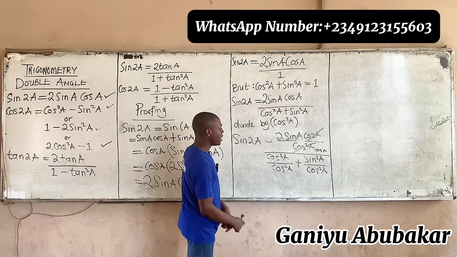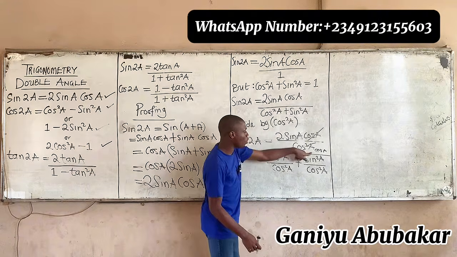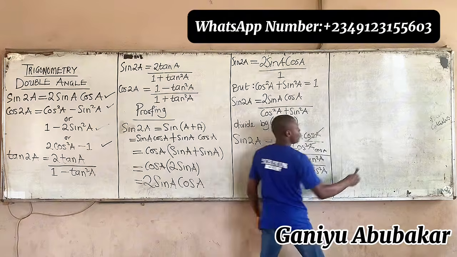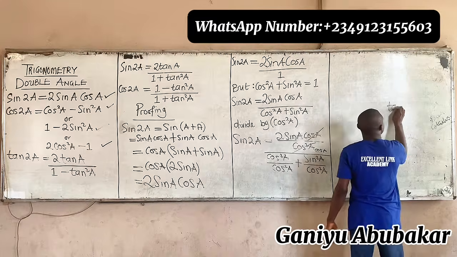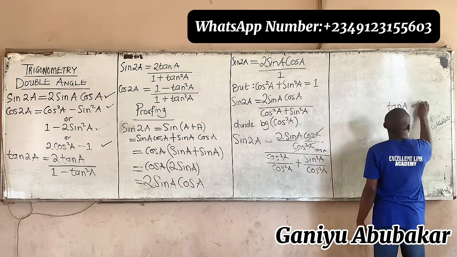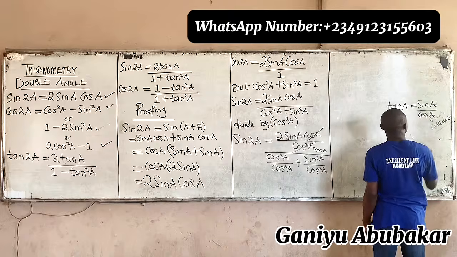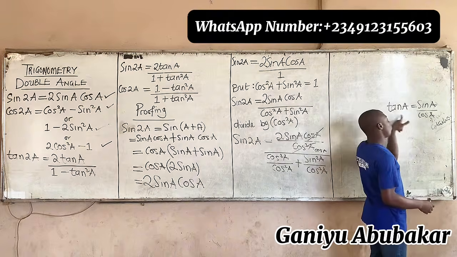So the task now is that if I have sine A over cos A, last slide we said tan A is equal to what? Sine A over cos A. So whenever I see sine A over cos A, I'll put tan A.